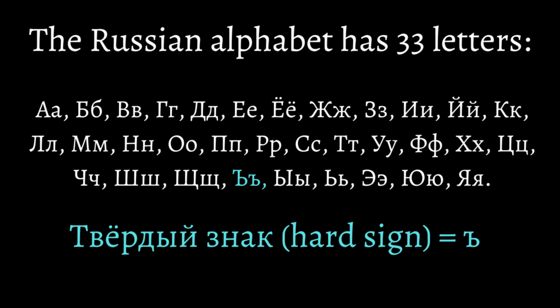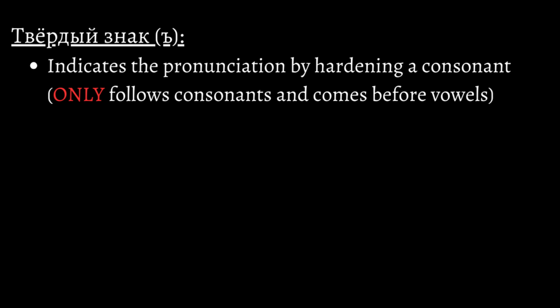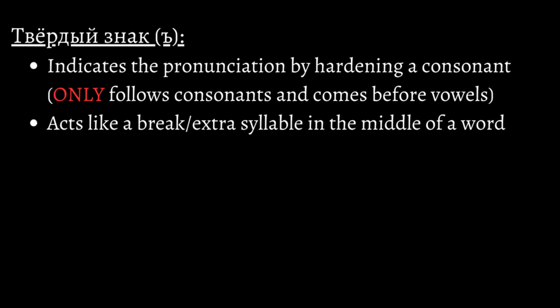Near the end of the alphabet, we have this letter, tvrdy znak, which translates as a hard sign. Being a pronunciation letter, it has no direct sound in any word, but rather it indicates the pronunciation of a preceding consonant by making it hard, meaning that it can only follow a consonant. This can create different pronunciations depending on how you pronounce a word. What's interesting about the tvrdy znak is that it acts like a break in the middle of a word. It will never start a word because it's not possible to begin a word with a break.